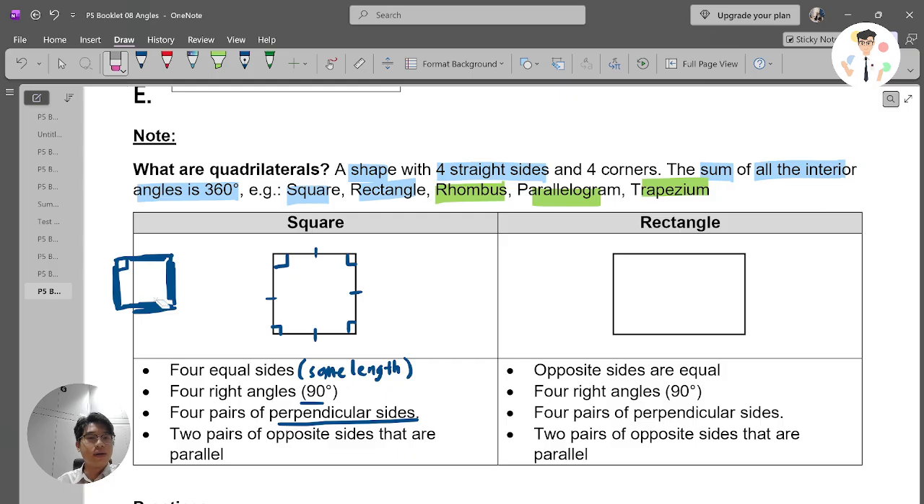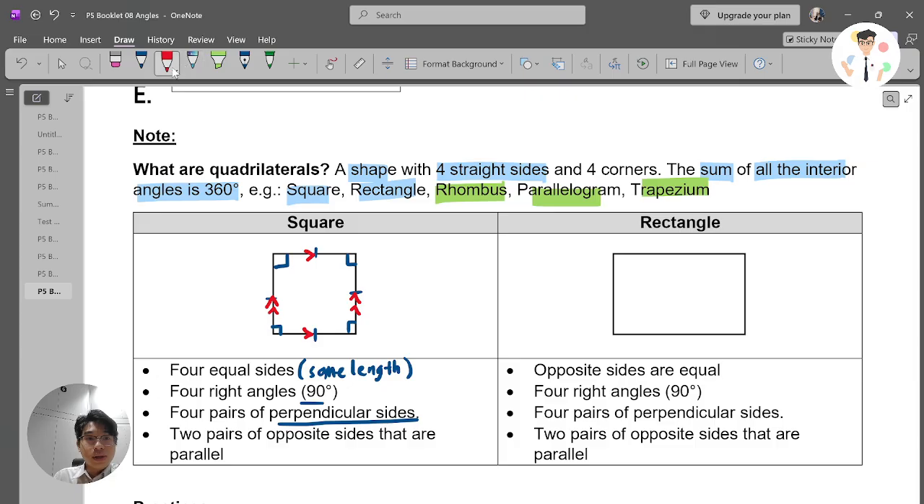And last but not least, there are two pairs of opposite sides that are parallel. What do I mean? This line and this line are parallel. Parallel means that they never meet each other, even if we extend them. And another pair is this and this. You can see that I put one arrow, meaning this one arrow and this one arrow are parallel. The ones with two arrows are parallel.